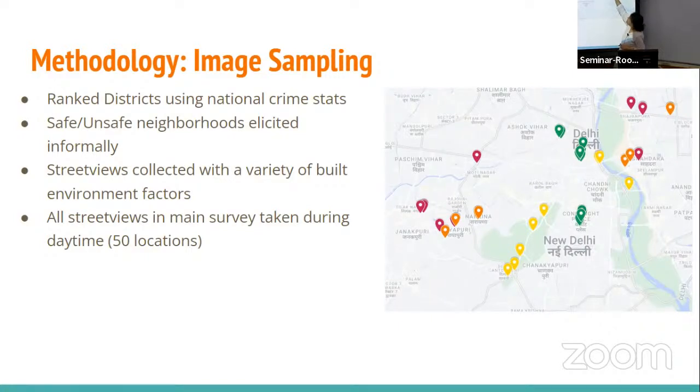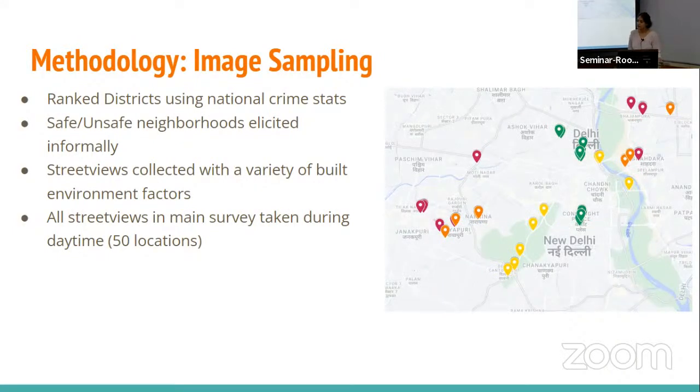The yellow is unsafe neighborhoods in safe districts, orange is safe neighborhoods in unsafe districts, and red is unsafe neighborhoods in unsafe districts. So this is how we tried to get as much variation as possible in the images themselves that have to be labeled. So this is what we did. So this is 50.